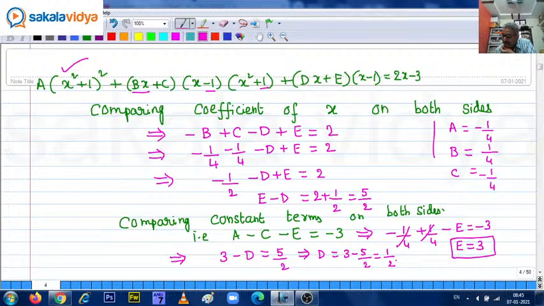So this is also the coefficient of x square. Why don't you take it in the before step? You can take anything, no problem. So we know all the values: A value, B value, C value, D value and E value.